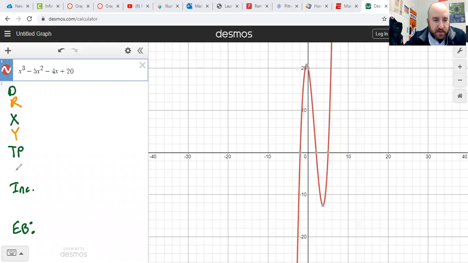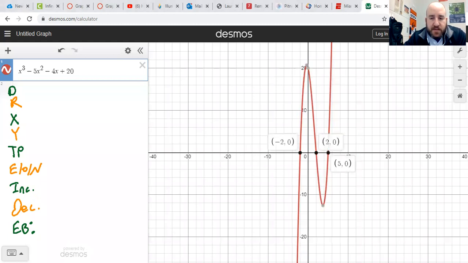X-intercept, Y-intercept, turning points, even, odd, or neither. Intervals of increase, intervals of decrease, and your end behavior. All right, so the reason why I was pointing out those points is because that's the most identifiable thing. We can click on them and it'll tell us what those points are. Now we just have to figure out, in terms of x-intercepts, y-intercepts, and turning points, what they are.